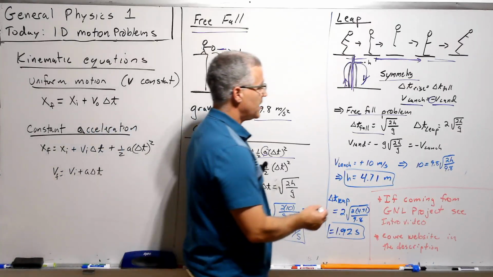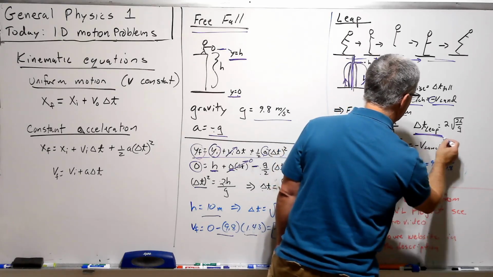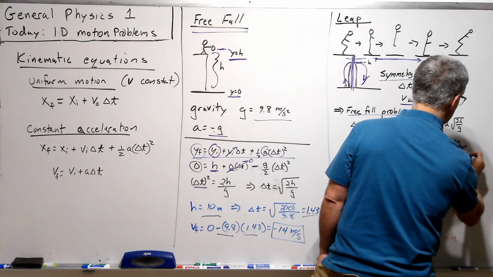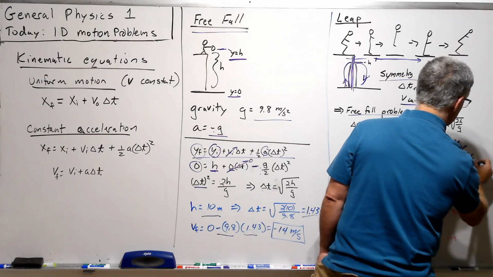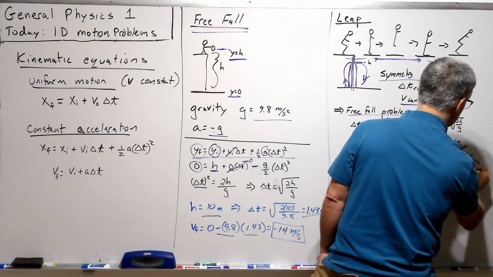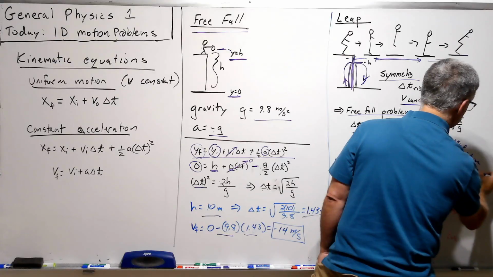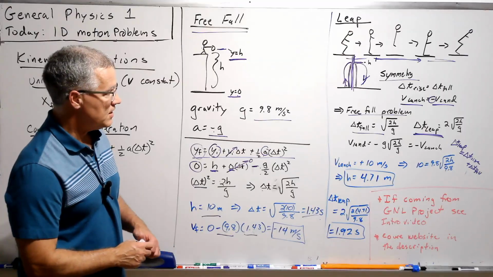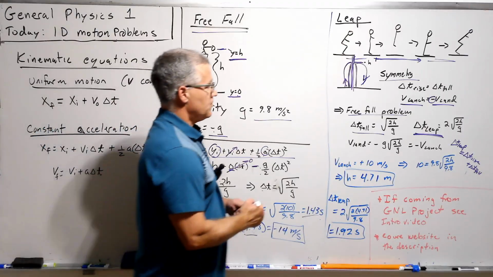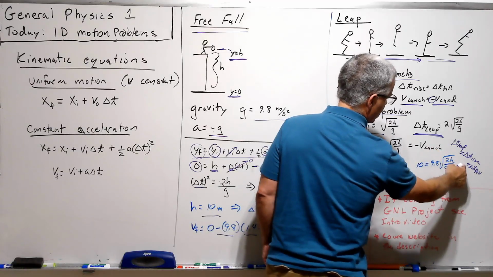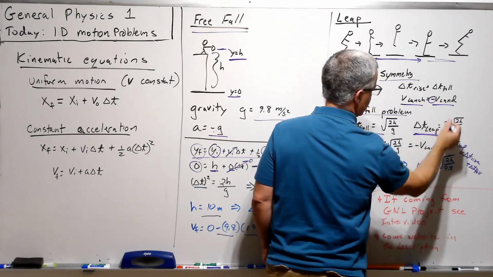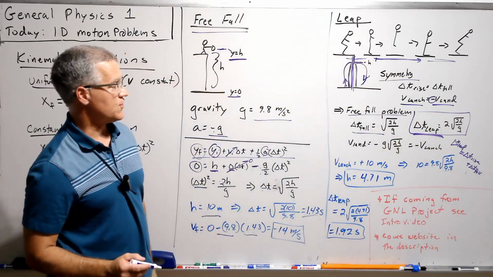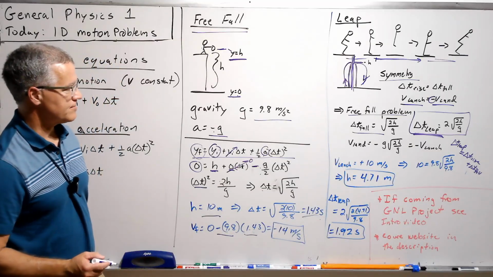And so then the time of the whole leap is just delta t rise plus delta t fall. So we just multiply by 2 because these are equal to each other. T rise equals t fall. So our whole equation here just has an extra factor of 2 there.